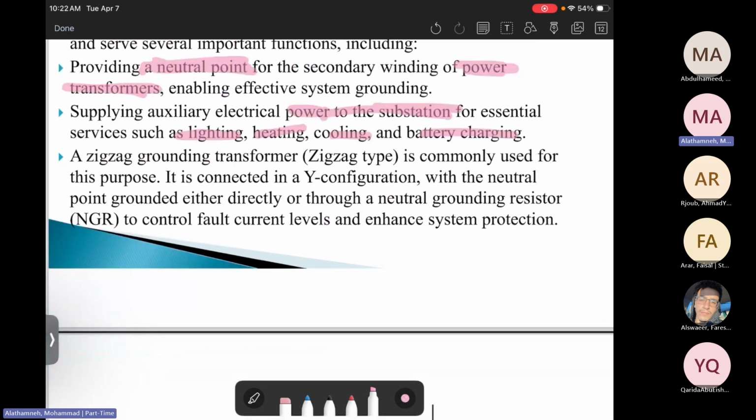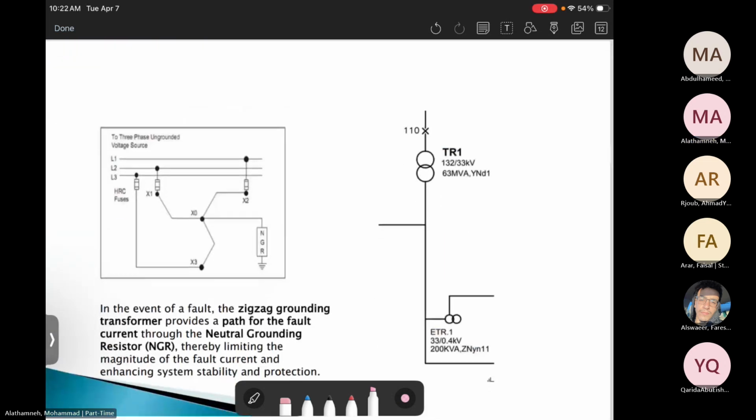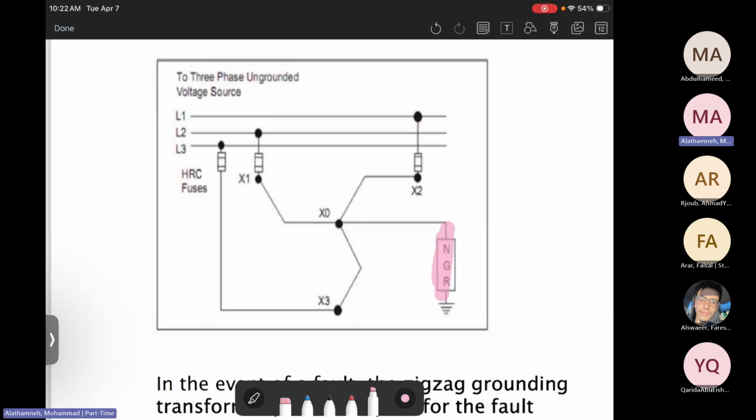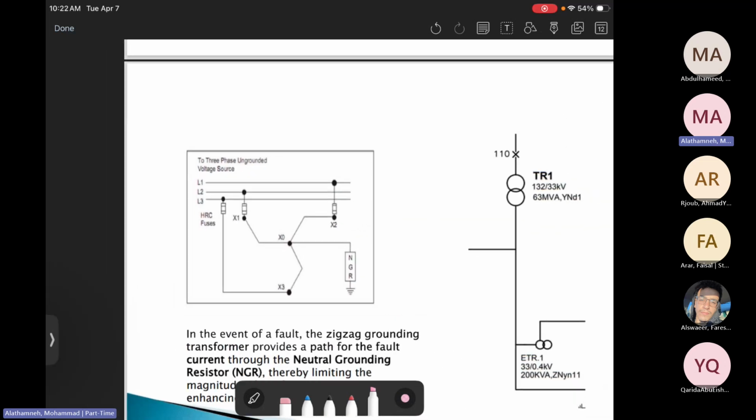And it is called zigzag. Why is it called zigzag? It's a special type of winding, but it will produce a ground and a neutral. This is how the zigzag looks, and the neutral is connected to the ground to provide the grounded neutral.